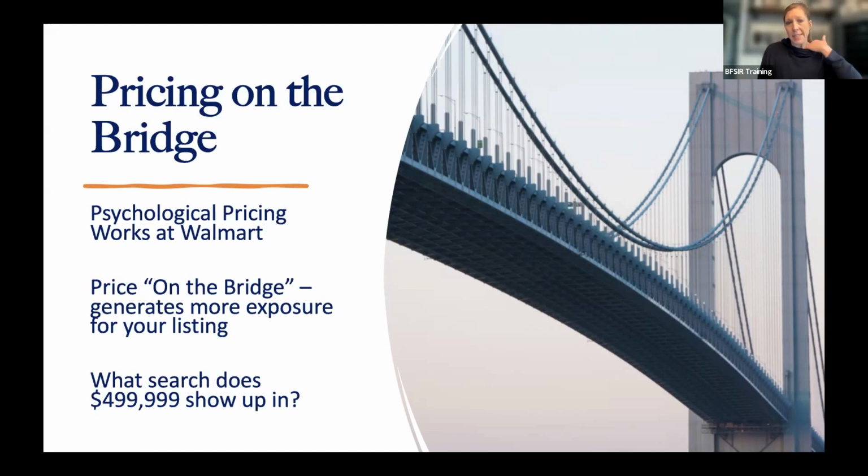As you're looking at pricing, if your home is around a main pricing bridge, let's talk about this. What kind of search does $499,999 show up in? It's going to show up for someone looking probably from 450 to 500. If someone's looking at 500 to 550, the property doesn't show up. So if you're trying to price a home and it's somewhere on a $25,000 increment, you may want to have the conversation with your client about pricing it on the bridge. Does that make sense? Does anybody have any questions about that?